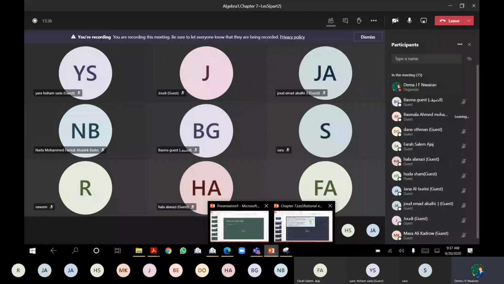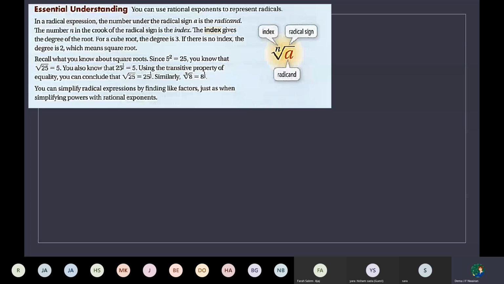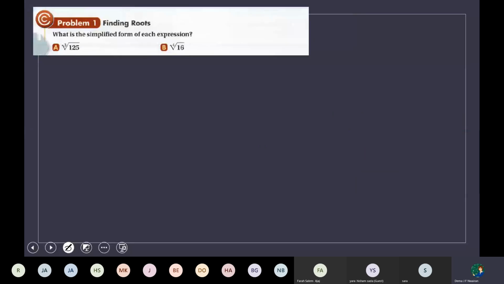So this is now the square root or the root sign. This root sign means that the number that is under it, we name it as a radicand. And also the number that's like 3 or 4 or 10 or any one, this one, we called it an index. And this sign, we called it radical sign. And then we also talked about how we can find the simplified form of each expression.